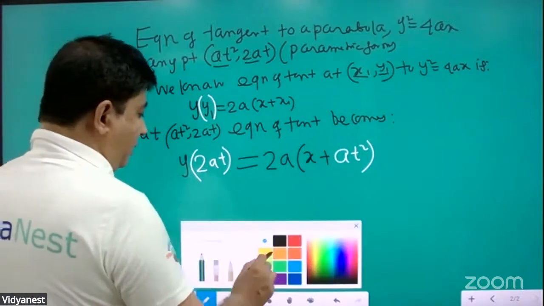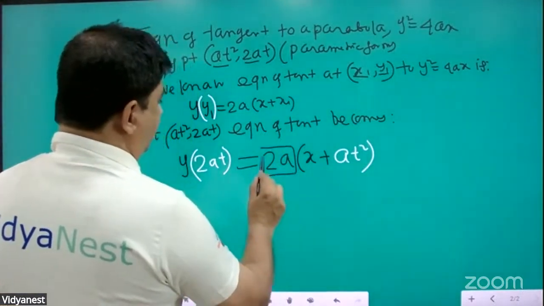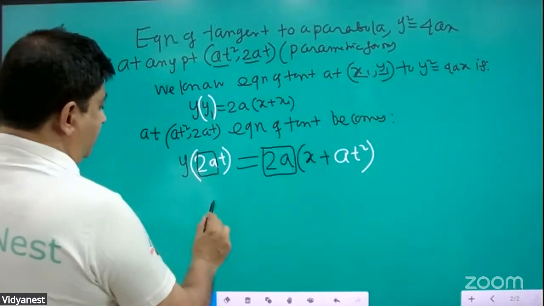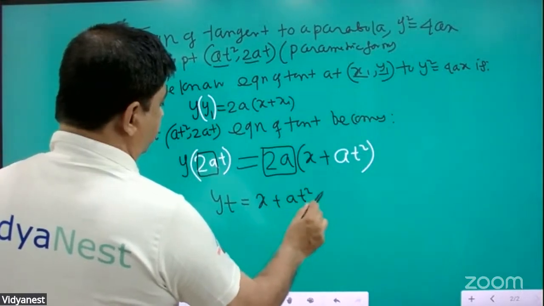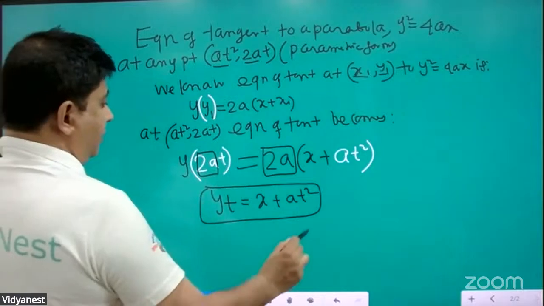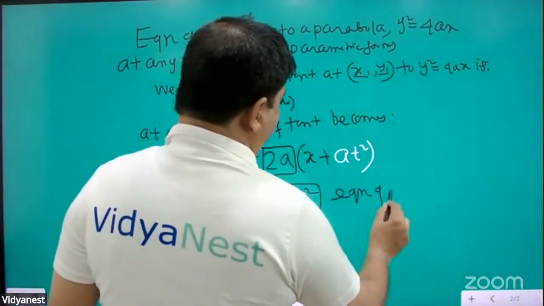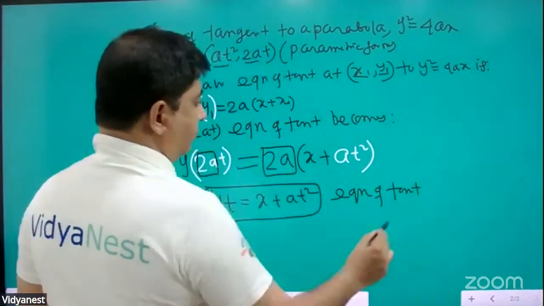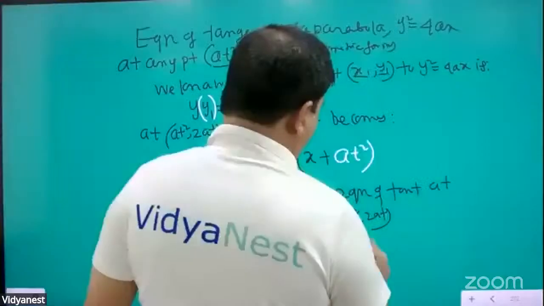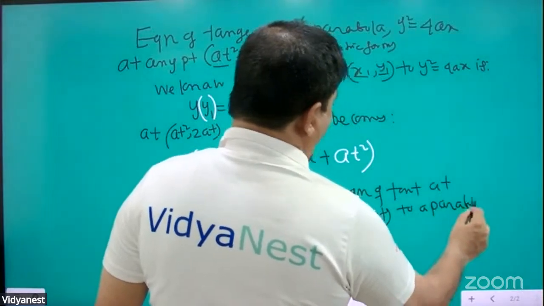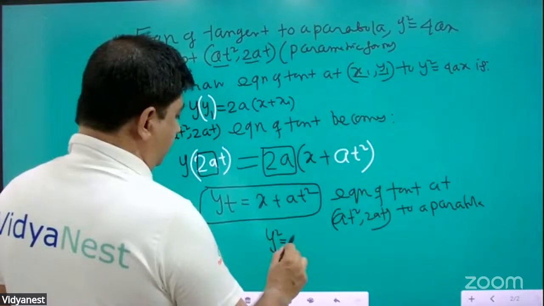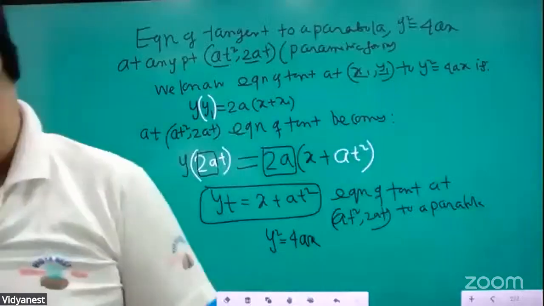Now from both sides what can I drop? I can drop 2a from both sides. What will be left for us? That is the equation of the tangent at (at², 2at) to the parabola y² = 4ax. Just go through it at a glance.